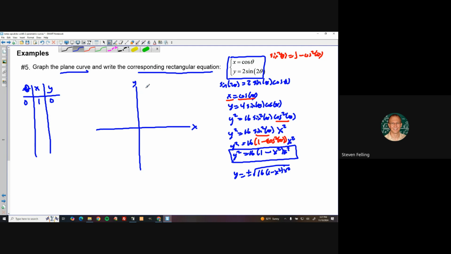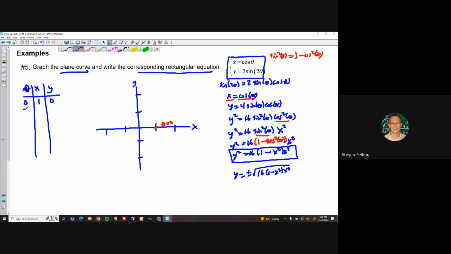Let's make some tick marks here: 1, 2, 1, 2, 1, 2. And our first point, we're at (1, 0), and that is when theta is 0. The parameter theta is 0. All right, we'll do some more points.